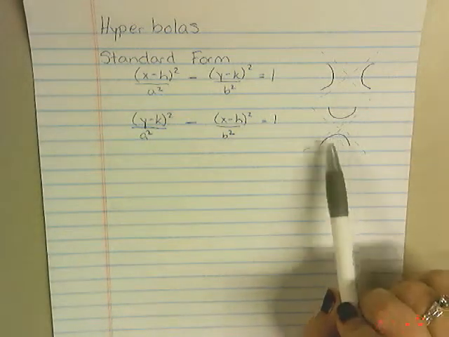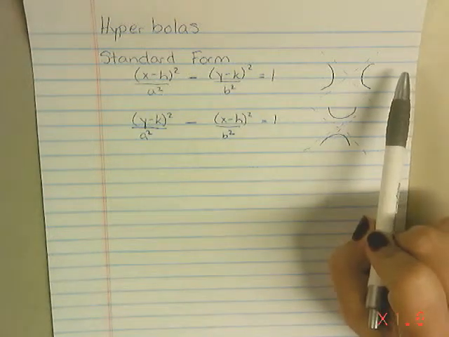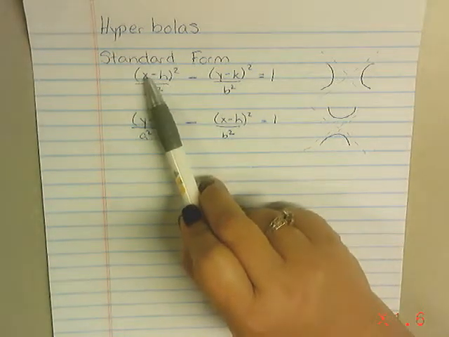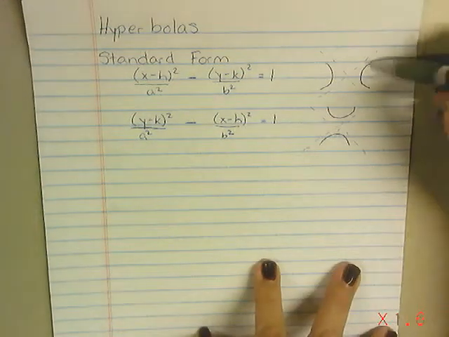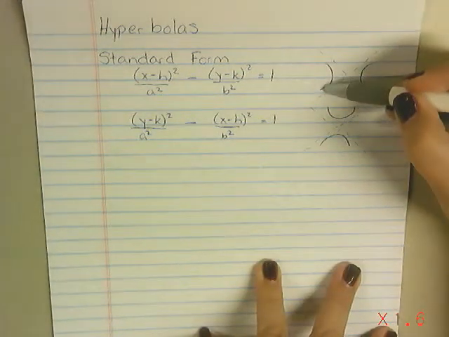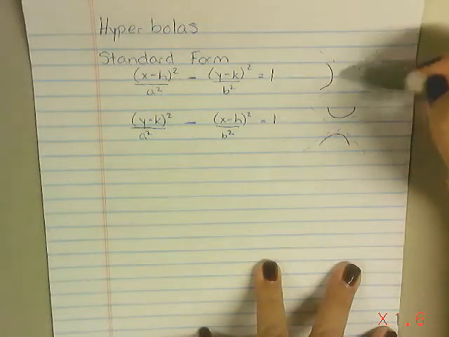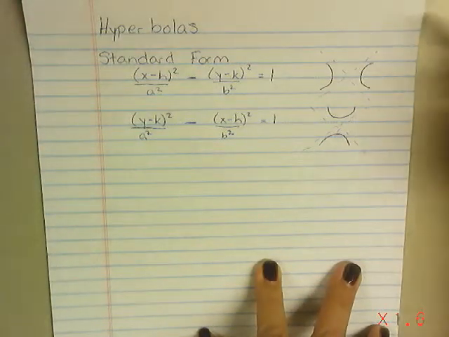When you have these two standard forms, you're going to get two different graphs. If your x is first, you're going to get a hyperbola that opens in the x direction, so side to side. Then you're going to have asymptotes that cross there in the middle. We'll talk more about those later.